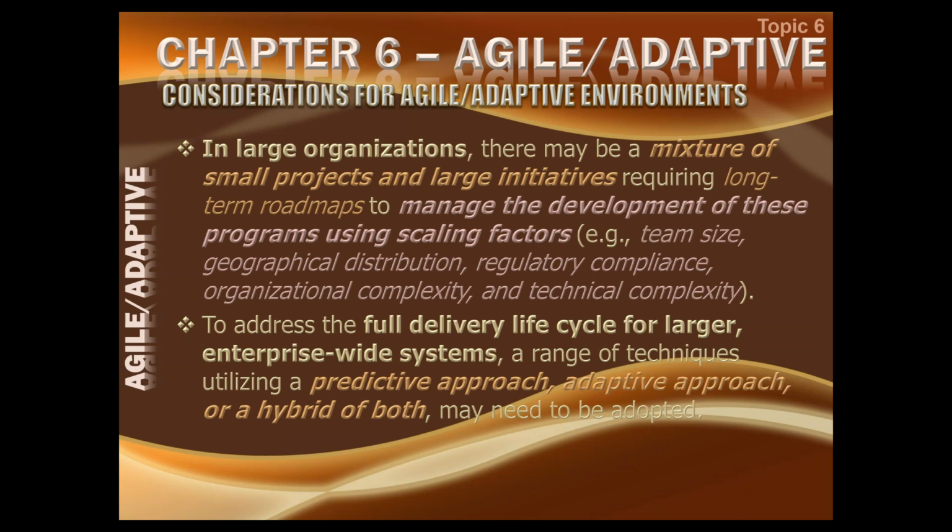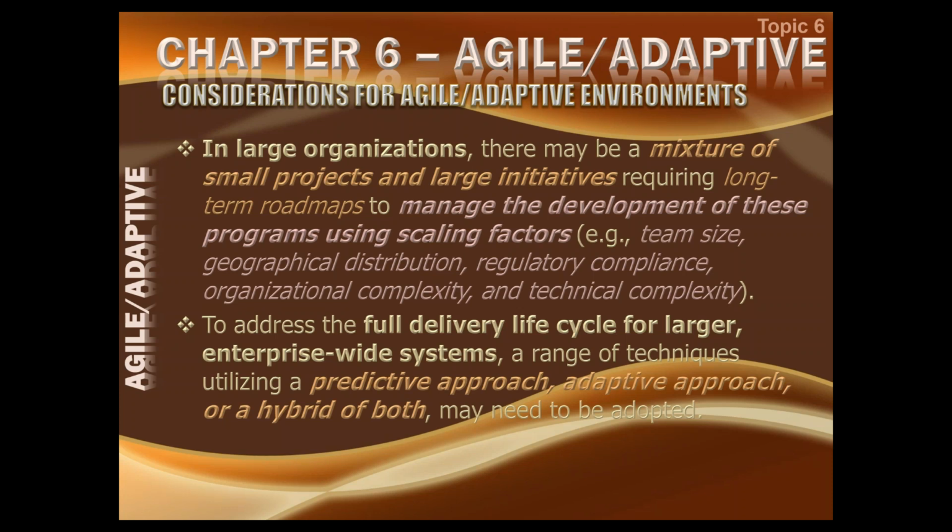To address the full delivery lifecycle for larger enterprise-wide systems, a range of techniques utilizing a predictive approach, adaptive approach, or a hybrid of both may need to be adopted. We have told you how it can be done. It can be done in an agile way, it can be done in a predictive way, and you can tailor it according to your needs, whether you want to do it in a predictive or an agile way, or you want to create a hybrid of your own, in which some of the things are predictive and some of the things are adaptive. There is no restriction, this is all open to you.